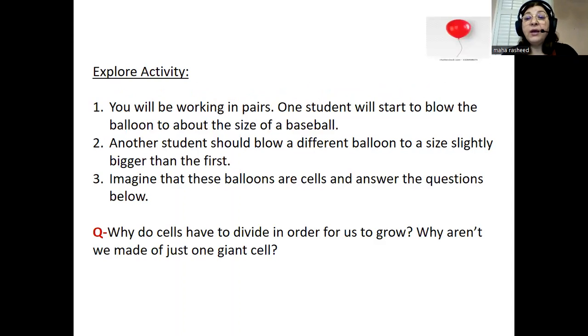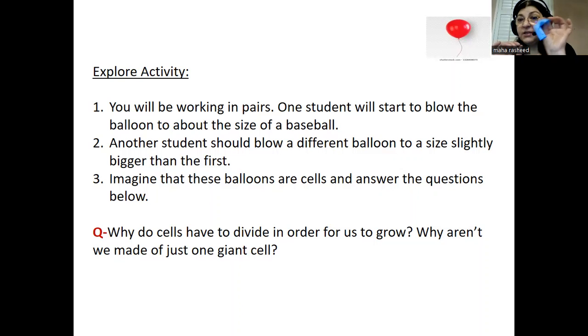Okay, so here we have the fun part of the lesson. We're gonna have the explore activity of the lesson. So today you are going to use balloons. I know you love balloons. But we're not gonna think of it as a balloon. We're gonna think of it as a cell.